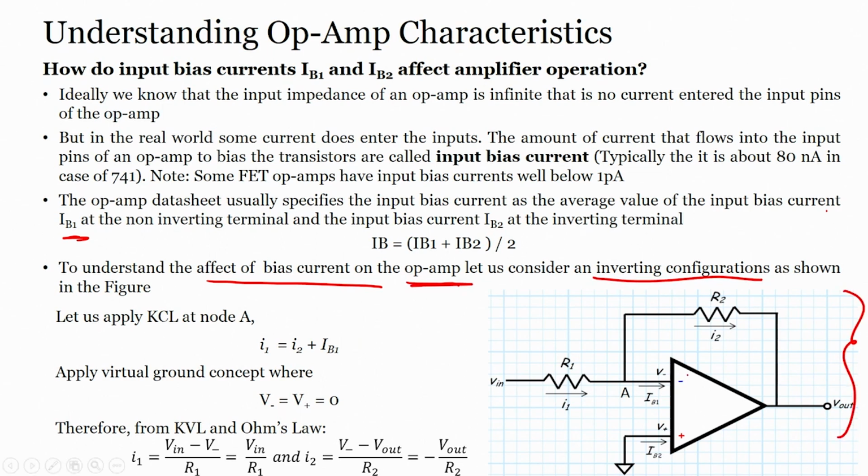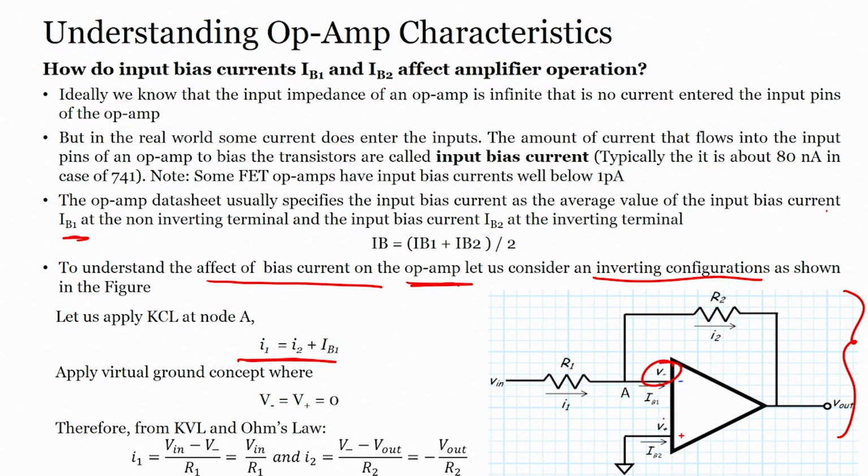So, what we see, if this is R1 and R2, this is an inverting amplifier, as you can see very clearly. If I apply KCL, that is Kirchhoff's current law, at node A here, what I see is I1 equals I2 plus IB1. If I apply virtual ground, what will I find?